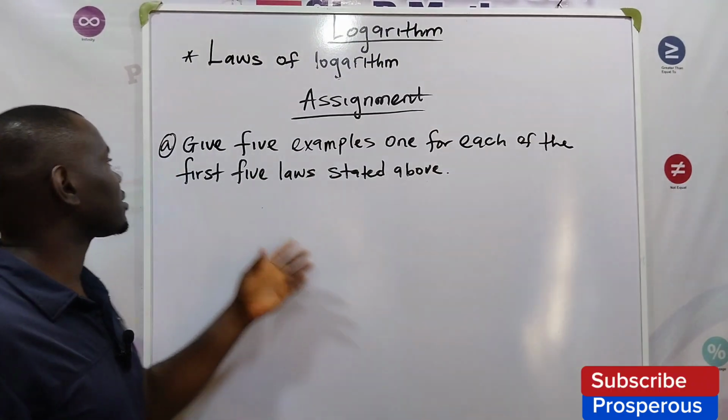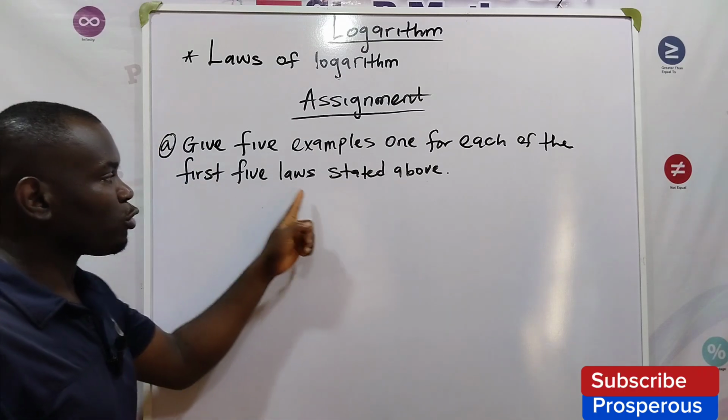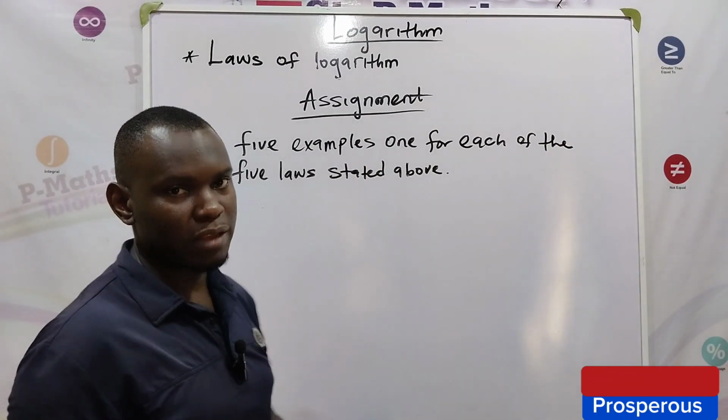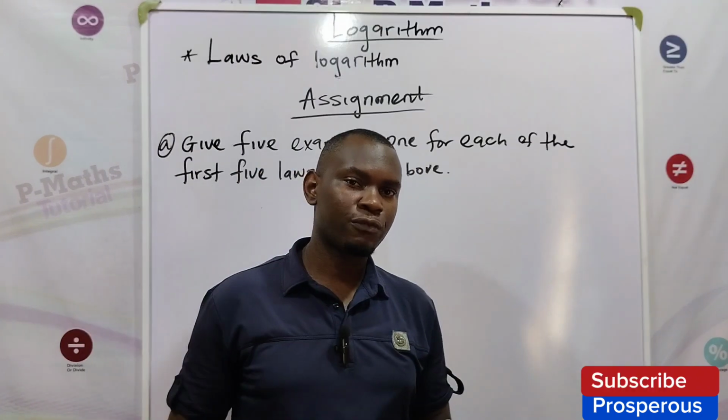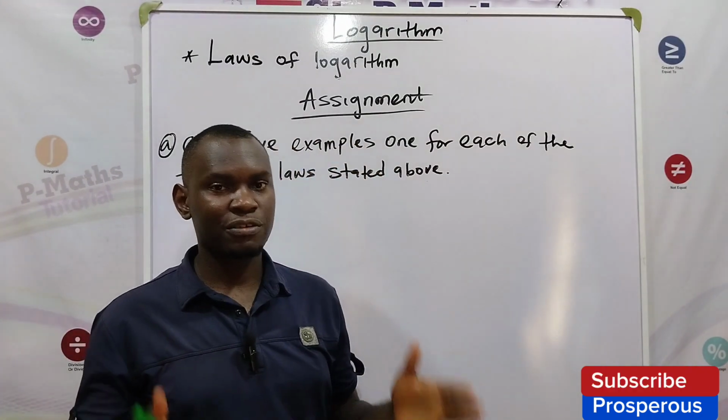This is your assignment. Give 5 examples, one for each of the first 5 laws stated above. So for the laws we practiced, the first 5 of them, give 1 example for the first, 1 example for the second, and like that for the first 5 laws.